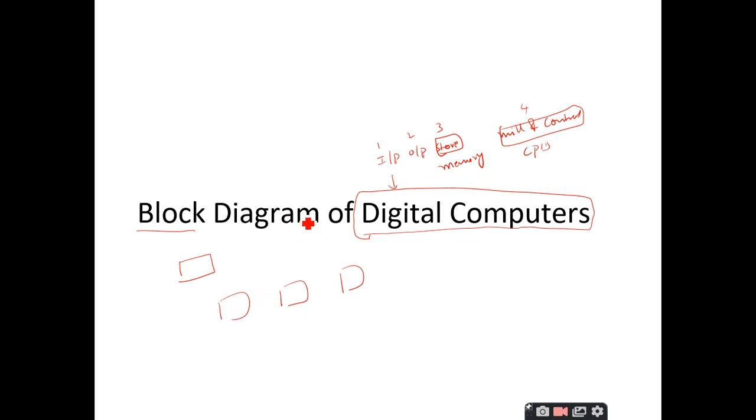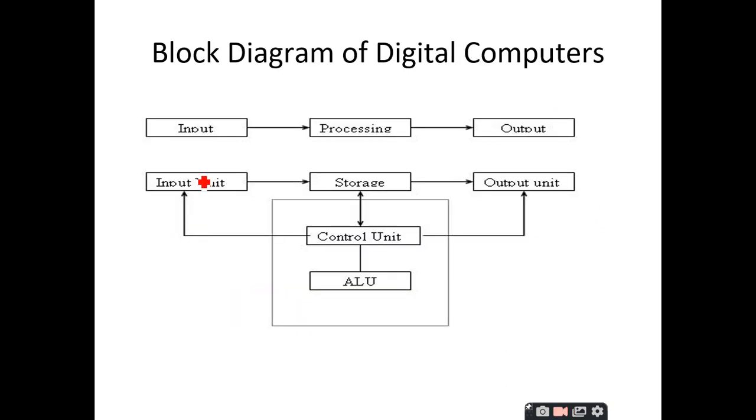So the block diagram of a digital computer consists of only 3 parts. It consists of the input, the output, and the processing unit. We call this the processing unit. The definition of a computer itself is that it is an electronic device which takes some input, processes it, and then outputs a result.